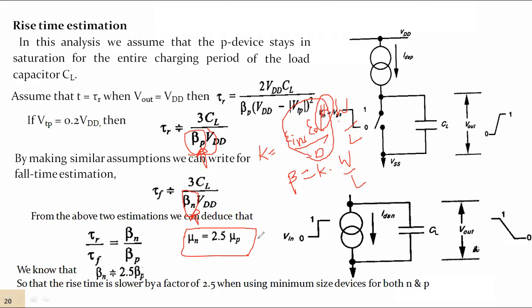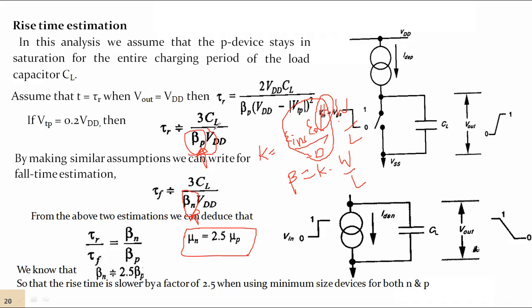Okay, this is about the estimation of rise time and fall time. These are purely based on the mobility parameters mu n and mu p. From this derivation, all other things are the same. The 3CL is the same, VDD is the same. The only thing that changes is beta P and beta N.